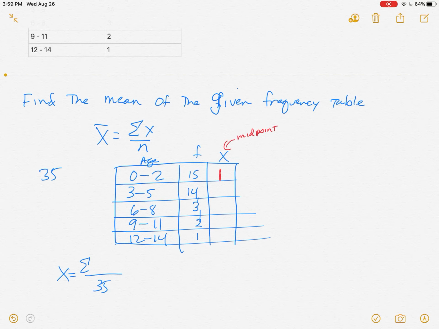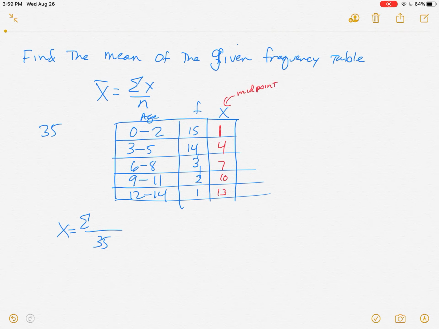Between 3 and 5 is the number 4. Between 6 and 8 is the number 7. Plus 3 is 10. Plus 3 is 13. Those are my midpoints. And what I'm essentially going to do is assume that the first 15 points are all 1. That my data set looks like this. 15 times.